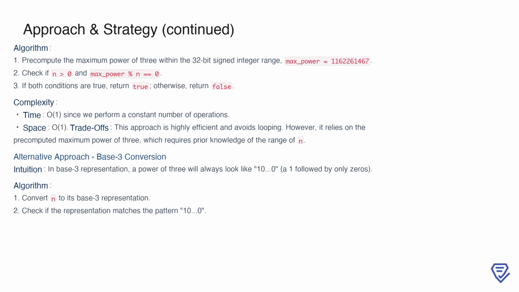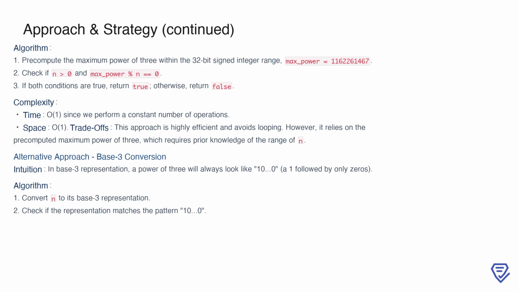An optimized approach involves leveraging the maximum power of 3 within the range of a 32-bit signed integer. The largest power of 3 that fits in this range is 3 to the power of 19, which equals 1,162,261,467. The key insight here is that any power of 3 must be a divisor of this value. Based on this, the algorithm is remarkably simple. First, pre-compute the maximum power of 3, which is 1,162,261,467. Then, check if n is greater than 0 and if the maximum power of 3 is divisible by n without leaving a remainder. If both conditions are satisfied, n is a power of 3, and we return true.